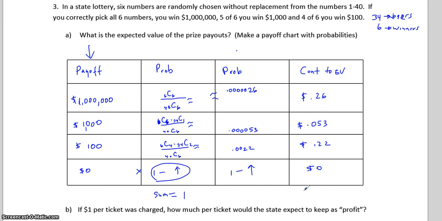I go ahead and add these up, and I get the expected value of this ticket, or this payoff. It would be 53 cents. So if I played this lottery over and over and over lots of times, the long-term expected value would be to get back 53 cents for each ticket that I play. Now, notice how the only possible outcomes are 0, 100, 1,000, and 1,000,000. And it's very weighted towards 0 because these probabilities of payoffs are extremely low.